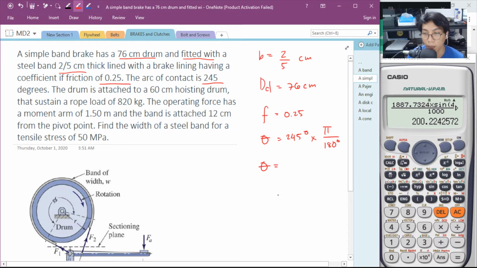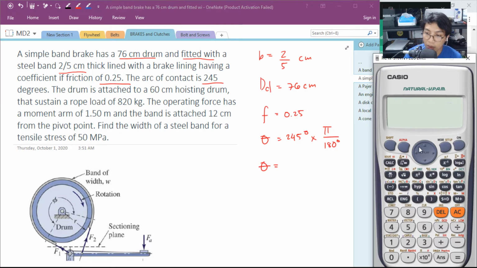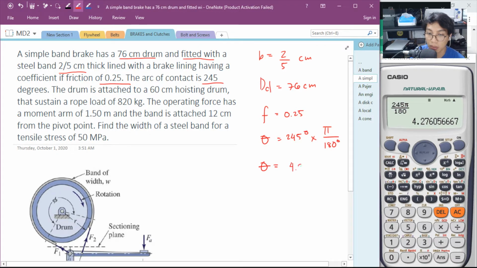Theta is now 245 shift pi divided by 180. The answer is 4.2761 rad. Okay? The drum is attached to a 60 cm hoisting drum. Okay? 60 cm hoisting drum.